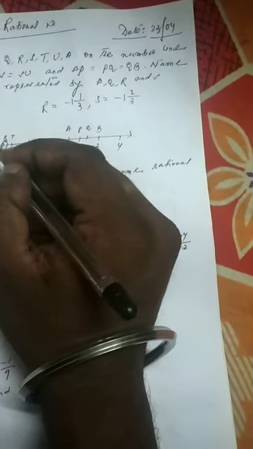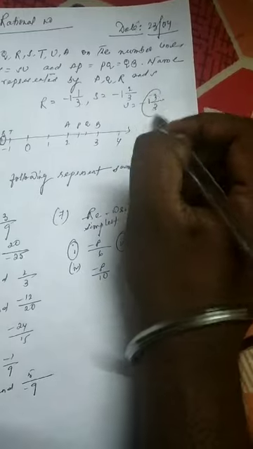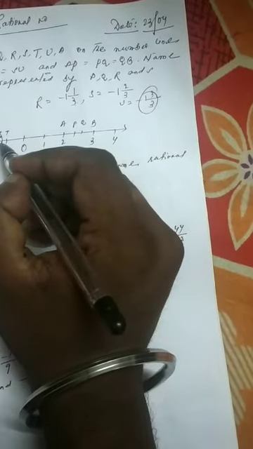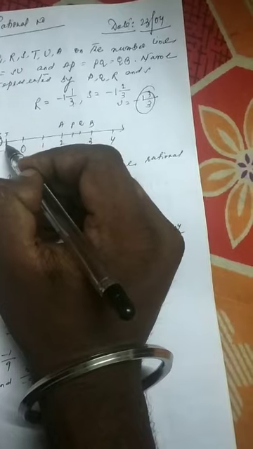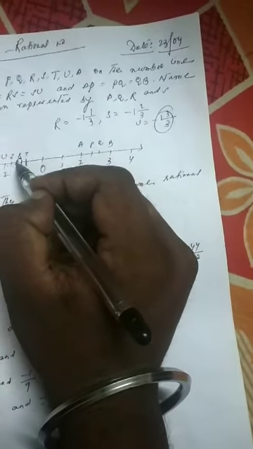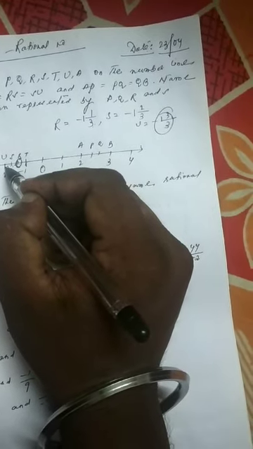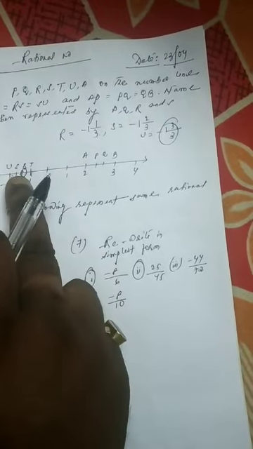The place of U will be minus 1, 3 by 3, because all these parts are divided into 3 equal parts: 1, 2 and 3. So counting will start from minus 1 only, because I first stand on minus 1. The next part is minus 1, 1 by 3. The next part will be minus 1, 2 by 3. The next part will be minus 1, 3 by 3. So the place of R is minus 1, 1 by 3.